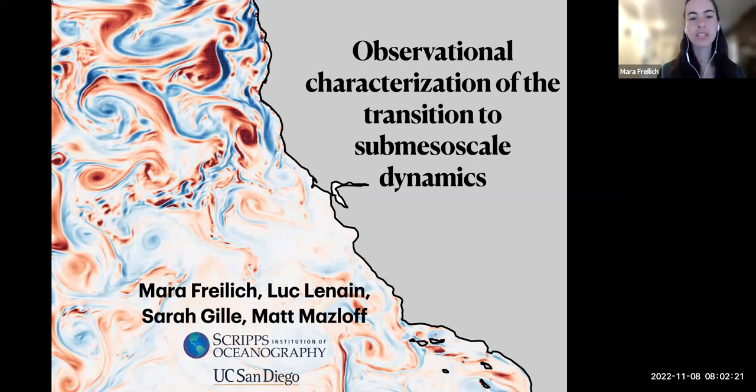So to get started, as Sarah said, I'll be discussing observations at submesoscale from an instrument called DOPVIS. This is work I've been doing with Luc Lena, with Sarah, and with Matt Maslow.